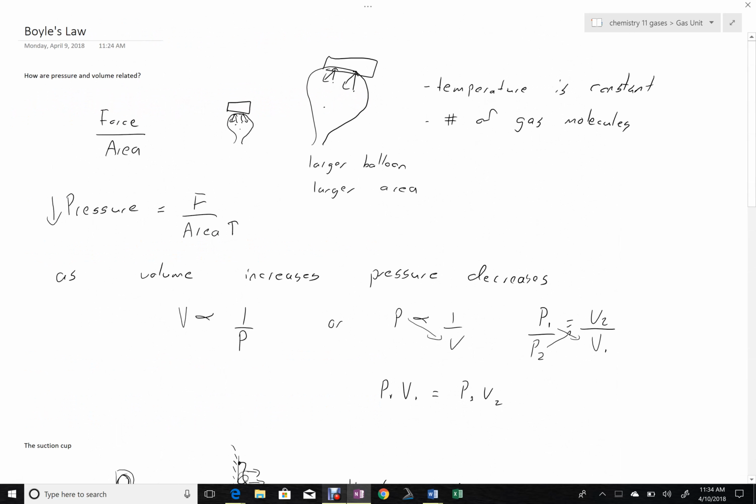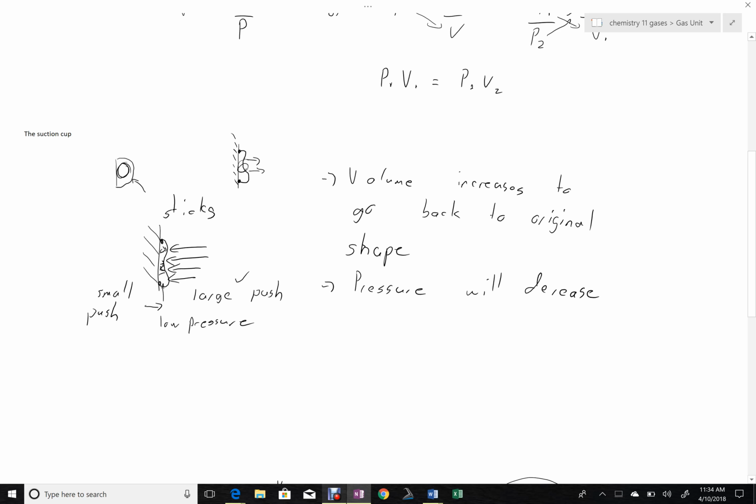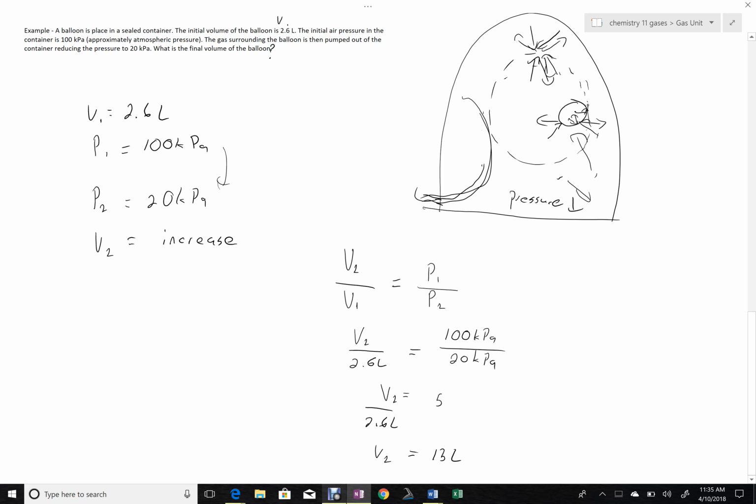So once again, because pressure is force per unit area, if we increase the area, then effectively we're decreasing the pressure. One example is the suction cup, where by this attempted expansion or going back to its original shape, the suction cup reduces the pressure inside of it. Since the pressure outside is still high and the pressure inside is low, the pressure outside wins and sticks the suction cup to the wall. And this is how we can handle Boyle's Law numerically.